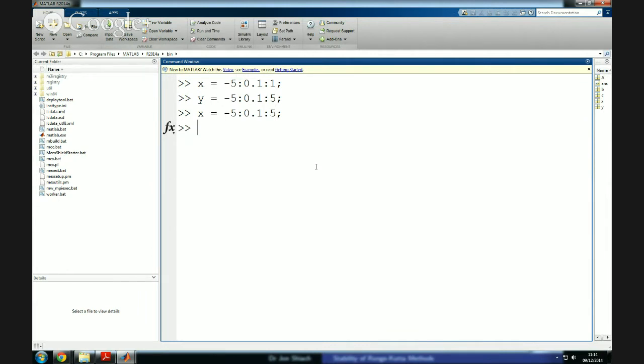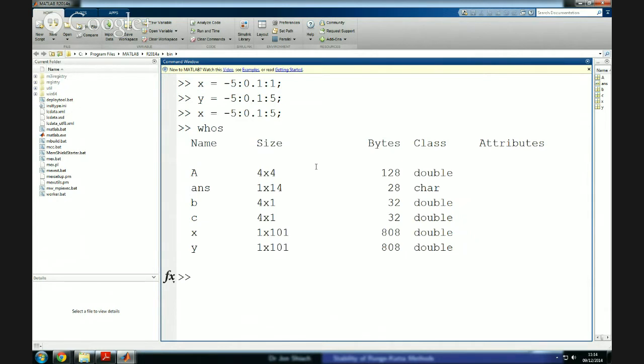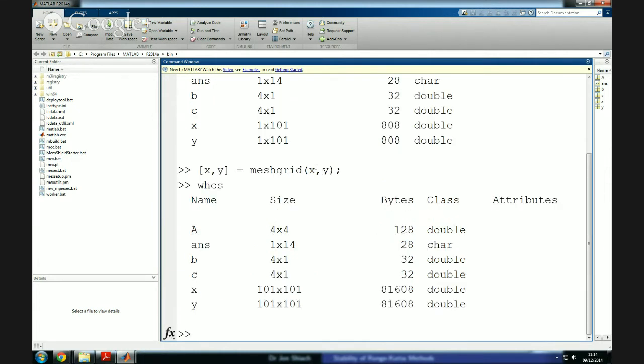What I'm going to do is use a meshgrid command. At the moment, if I go whos, x and y are 1 by 101 arrays. If I use a meshgrid command, all this does is put x and y into grids. If I do whos now, it makes x and y 101 by 101 arrays. So instead of being a one-dimensional vector, it's now a two-dimensional matrix.